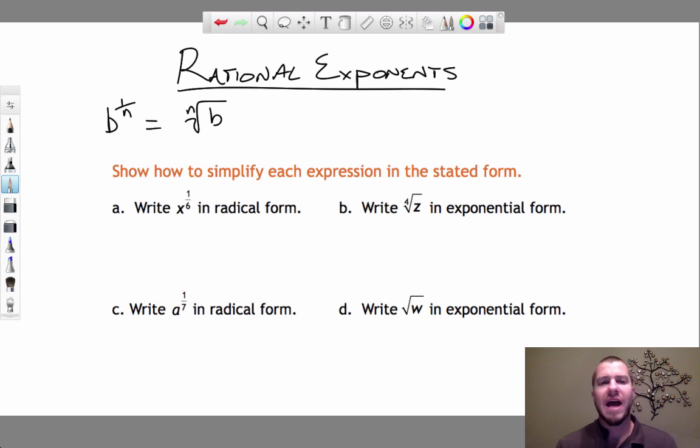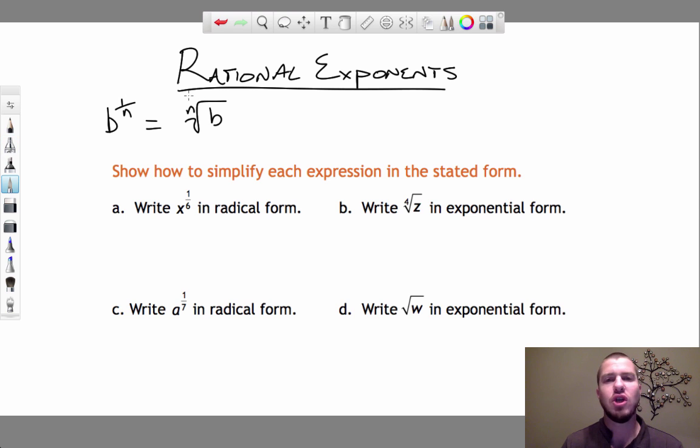So rational exponents basically means any exponents that are fractions. A rational number is a number that can be written as a fraction. So we're going to talk about when you have fractions as your exponents. And they can also be written as a radical.